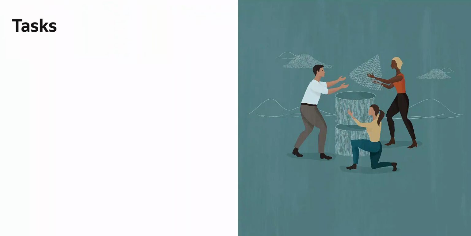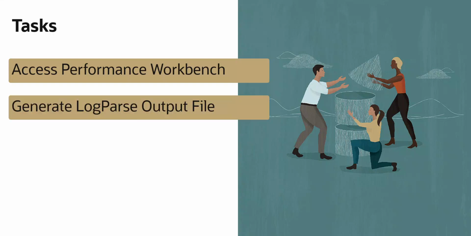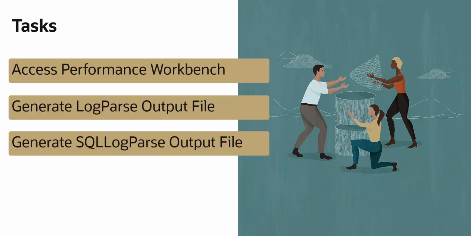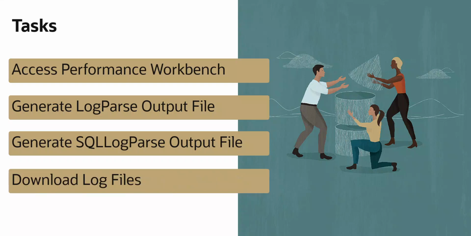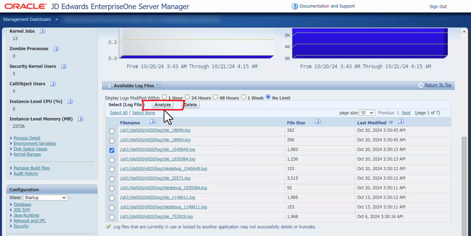Now, we will perform the following tasks. Access Performance Workbench, generate log pass output file, generate SQL log pass output file, and download the log files. In Server Manager, access the Managed Home section and then navigate to the enterprise server that has a debug log created. Select the log file.